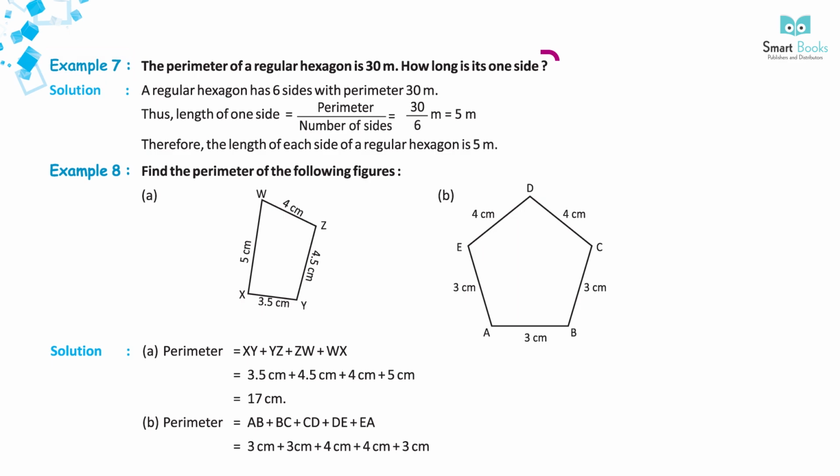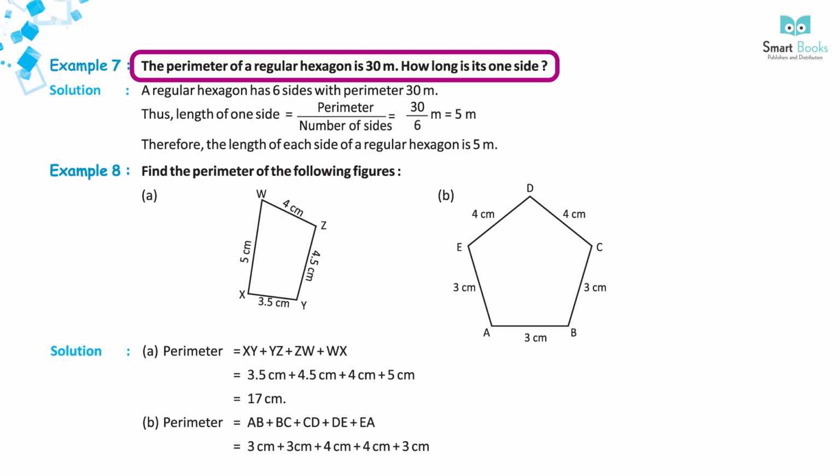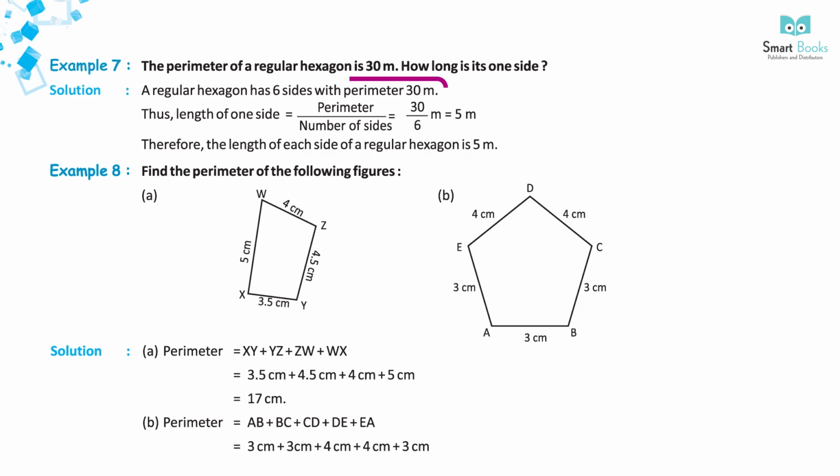Example 7. The perimeter of a regular hexagon is 30 meter. How long is its one side? Solution. A regular hexagon has 6 sides with perimeter 30 meter. Thus, length of one side is perimeter divided by number of sides, which is 30 divided by 6 meter, which is 5 meter. Therefore, the length of each side of a regular hexagon is 5 meter.